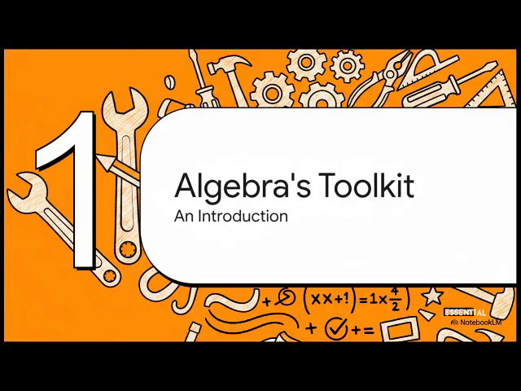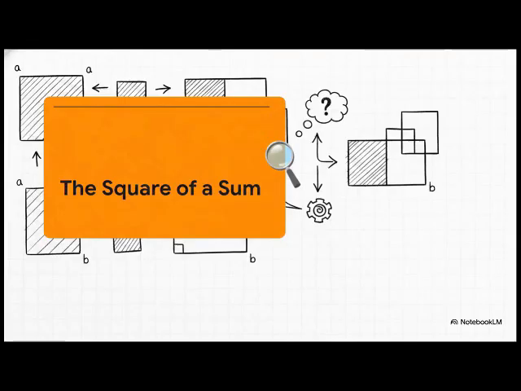All right, so every great toolkit has to start with the essentials. The absolute must-haves. In the world of algebra, our essential tools are called formulas, or sometimes identities. Think of them as the reliable wrenches and screwdrivers you'll use over and over again. First up, we've got this beauty, the square of a sum. This is our first essential tool.